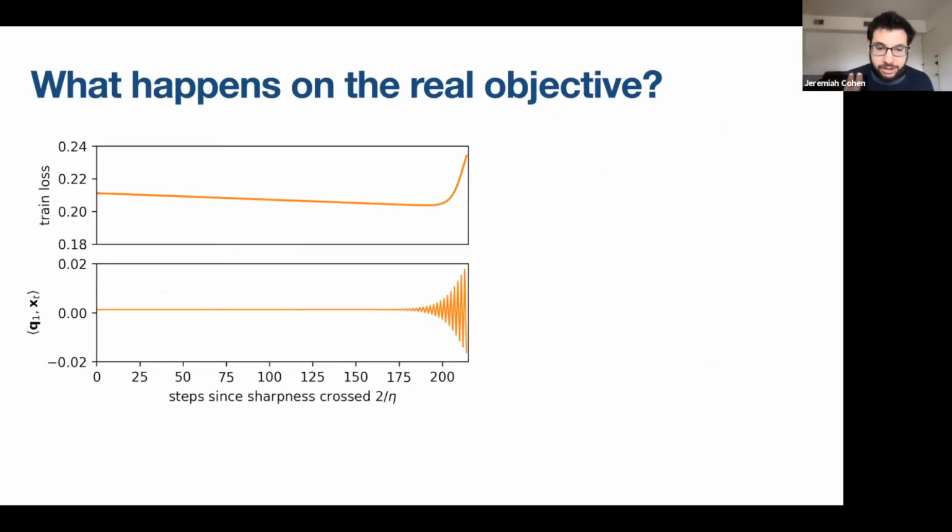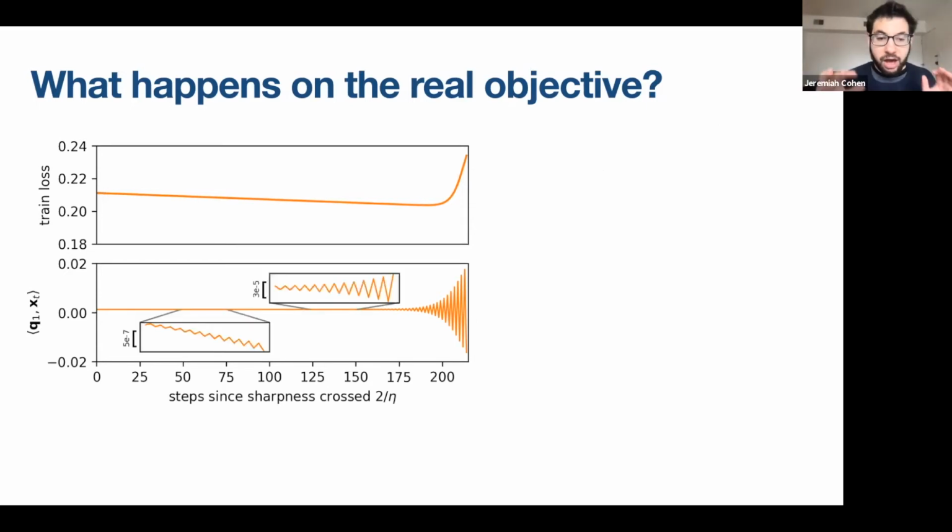So here I'm plotting the next 200 steps after we cross that sharpness threshold. On the top, I'm plotting the train loss, and on the bottom, I'm plotting the inner product between Q1, which is the largest eigenvector of the Hessian, and xt, which is the iterate. That inner product is just the coordinate for eigenvector 1 if you were to express the iterate in the basis of the Hessian eigenvectors. So basically, this is the thing that we'd expect to blow up if we were running gradient descent on the quadratic Taylor approximation. And sure enough, it does blow up.